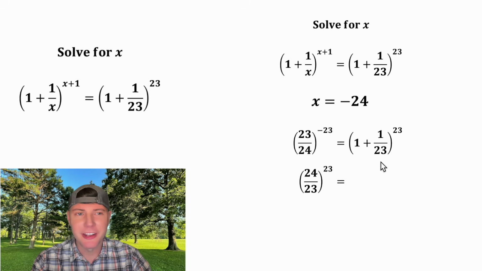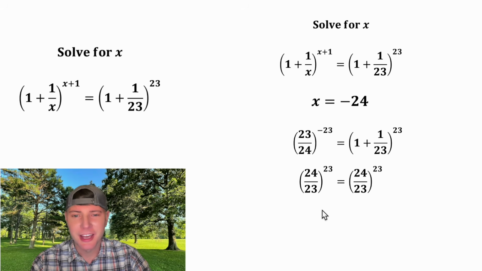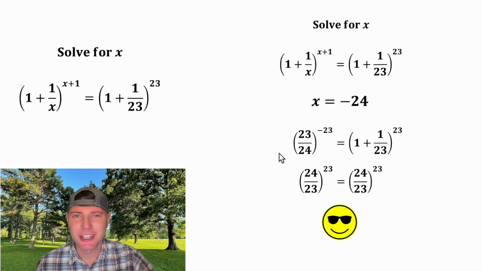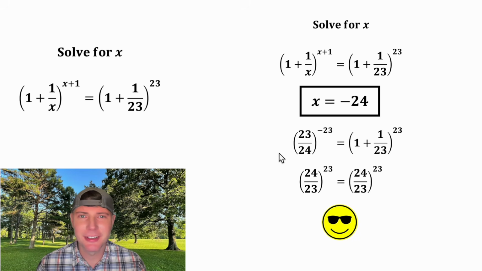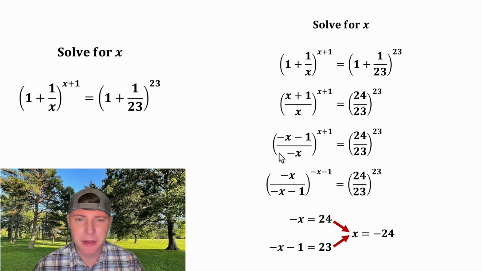And then we got to show that equals the right-hand side. Well, we can rewrite the 1 as 23 over 23. 23 over 23 plus 1 over 23 is 24 over 23. And now these two sides are equal to the same thing. So x equals -24 checks out. Let's put a box around it. There may be other answers, and there may have been a better way to solve this one, but I wanted to share with you guys what I ended up doing. How exciting.